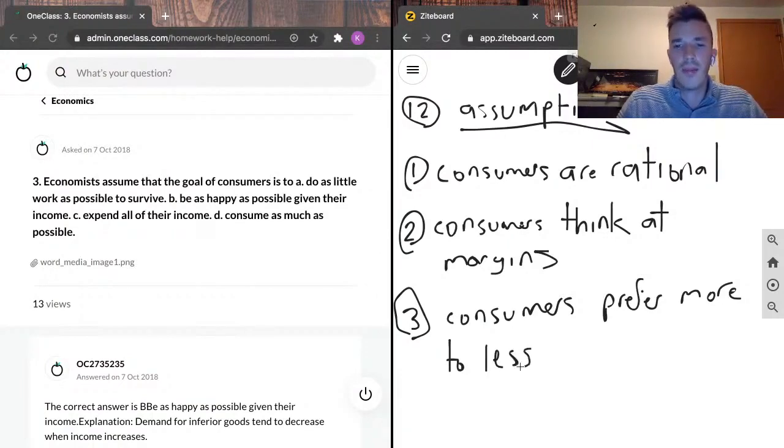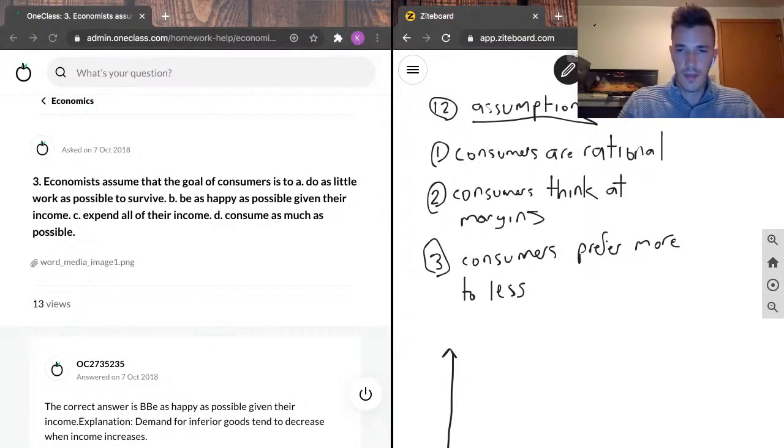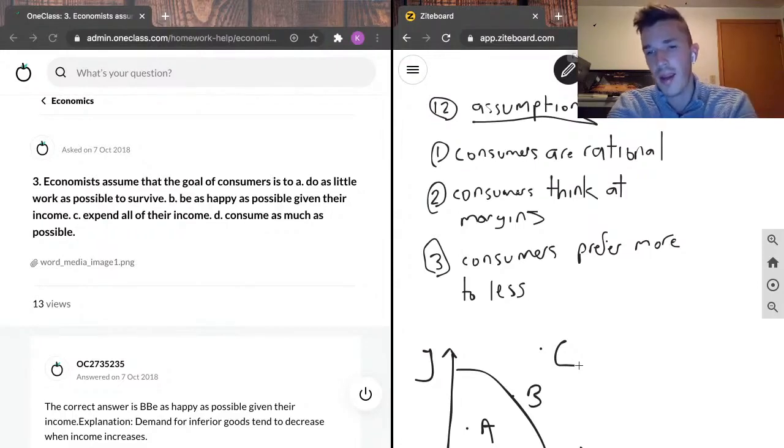And I think actually a great example of this is the production possibilities frontier I drew earlier. So the consumer can have, you know, so much of good X, so much of good Y. And we've got 3 points, A, B, and C. And we know that C is preferable to B, and B is preferable to A. And that's because they have more of everything at C than they do at B, and at B they have more of everything than they do at A. So the goal of consumers in consumer theory is that they're always trying to consume as much as possible.